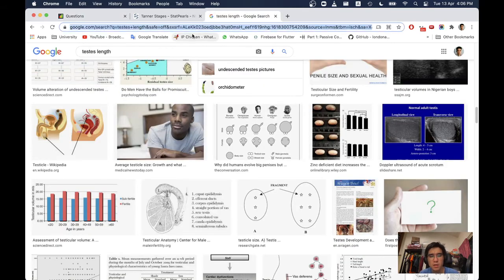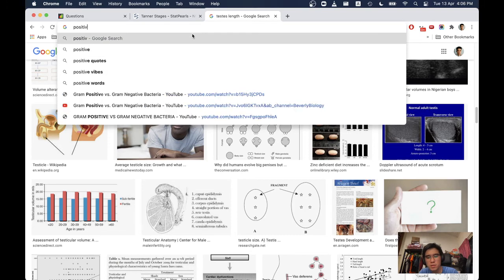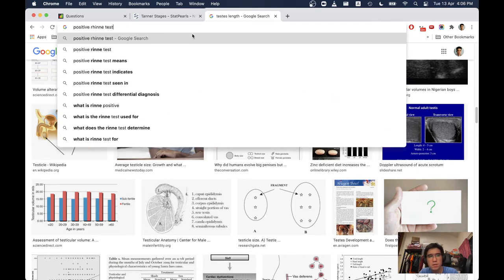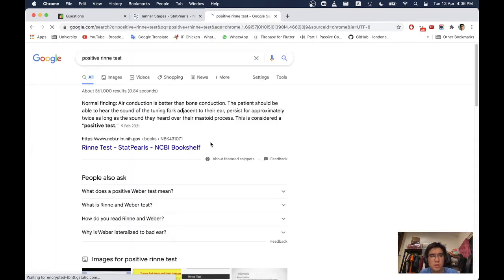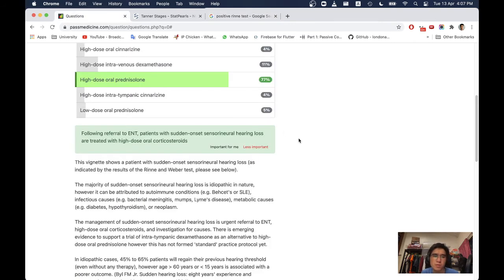So let me see. Positives. Yes. Patients should be able to hear the sound of the tuning fork adjacent to their ear persists for approximately twice as long as the sound over the mastoid process. It's considered a positive test. Positive is normal. Okay.